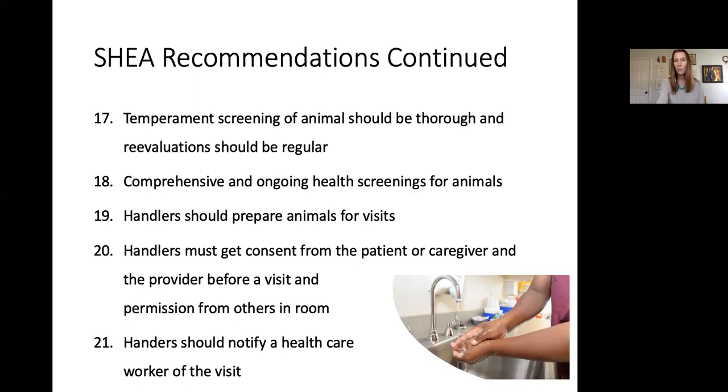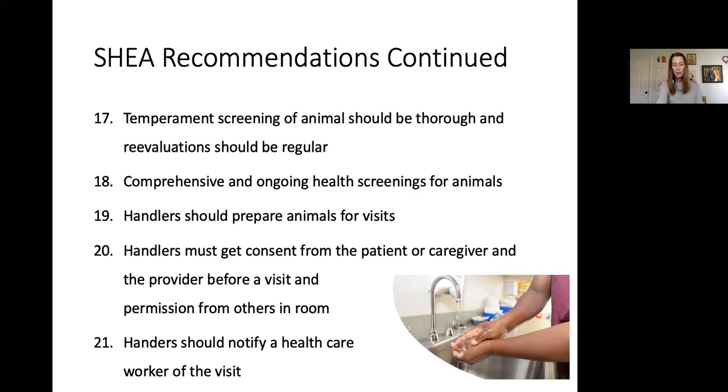You'll want to probably have something related to a non-retractable leash to make sure that control can be maintained. And you want to make sure the animal has a place to relieve itself, as well as the animal handler a place to wash his or her hands.